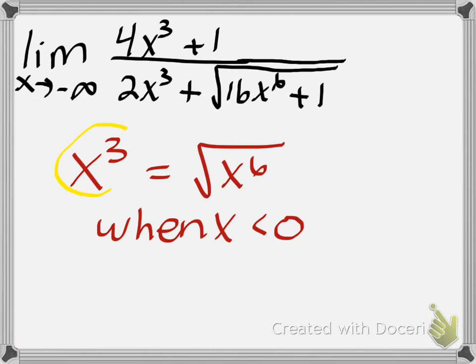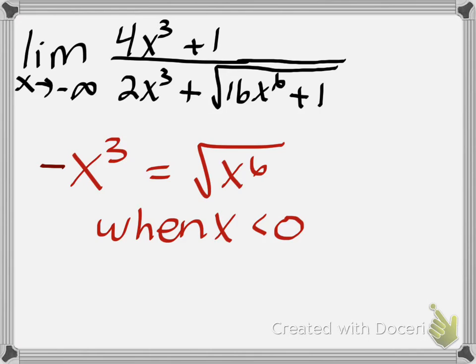When x is negative, x cubed is also a negative number, but x to the 6th would be positive. So this equal sign is not a true equal sign. Now we need to be able to make that an equal sign. In order to do that, we're going to pop an extra negative in front. So let me show you that, which means now I have a negative x cubed.